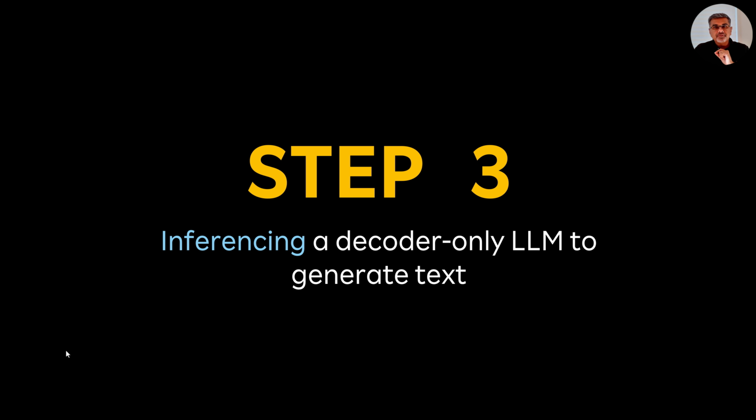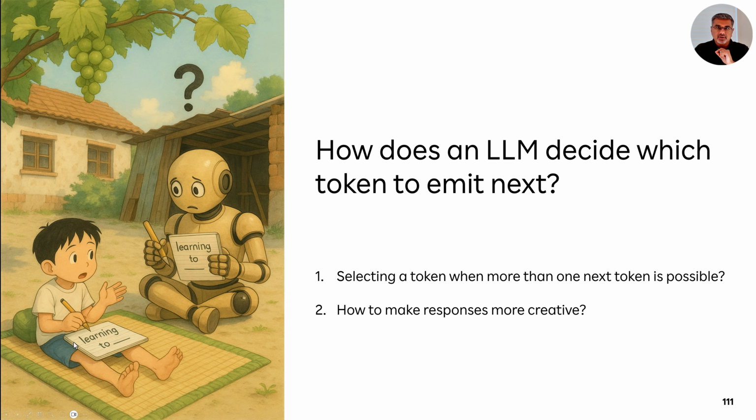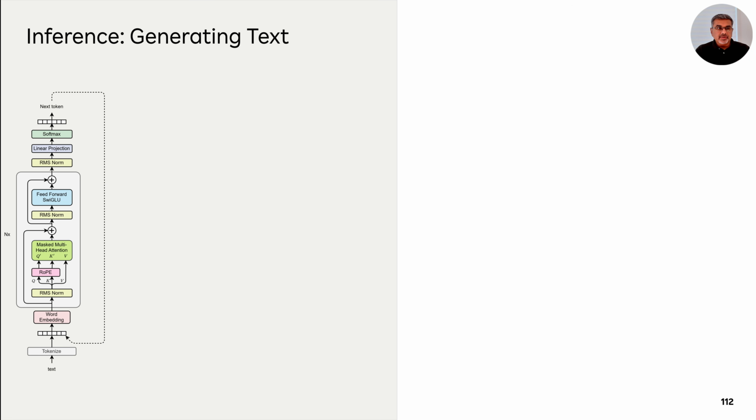Step three is about inferring from a decoder-only large language model, which is to say, we have a trained large language model. We have to understand how this large language model selects a token when there are potentially multiple tokens that are possible at any given step. And we also want to study how to make those responses more creative. So now let's look at how text generation happens.